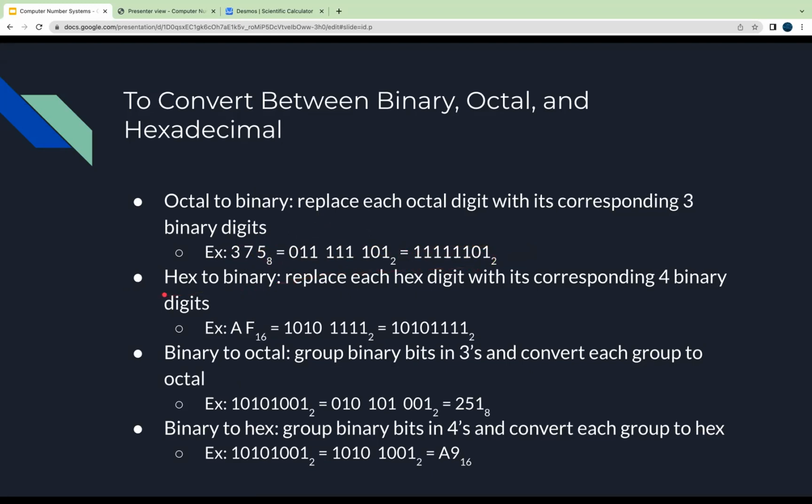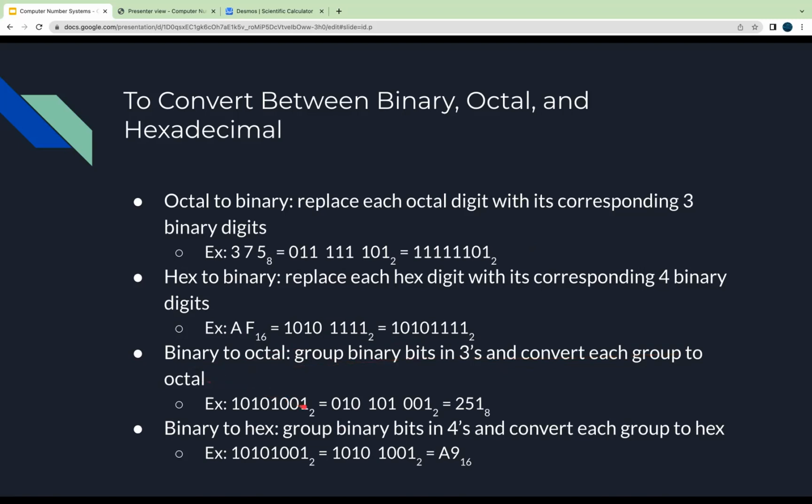Hexadecimal is almost the same, except you replace it with its corresponding 4 binary digits. You see, the reason for this 3 is that the largest digit, 7, only requires 3 binary digits, so you don't need 4. And the largest digit, F, is going to require 4 ones in binary, so it's going to need 4 digits. And as you can see, A is 1, 0, 1, 0. And then you're keeping all the zeros in between, just getting rid of the space here and rewriting the number like that.